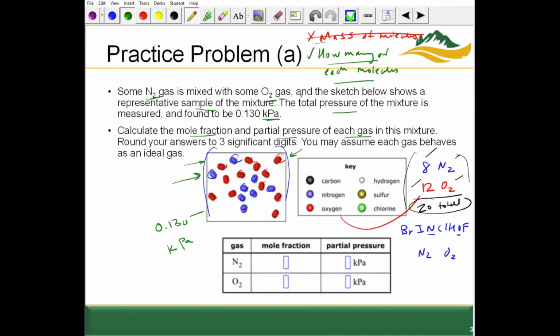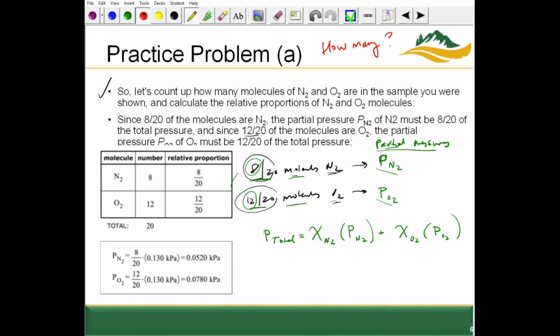We are told the total pressure in the mixture is 0.130 kilopascals. So what I mean by weighted average, we know the total pressure, then we know the contribution from nitrogen. That pressure from nitrogen relates to how many nitrogen molecules there are total. Similarly, the partial pressure of O2 connects back to how many of O2 there are. This symbol here is chi. This symbol here is the mole fraction.